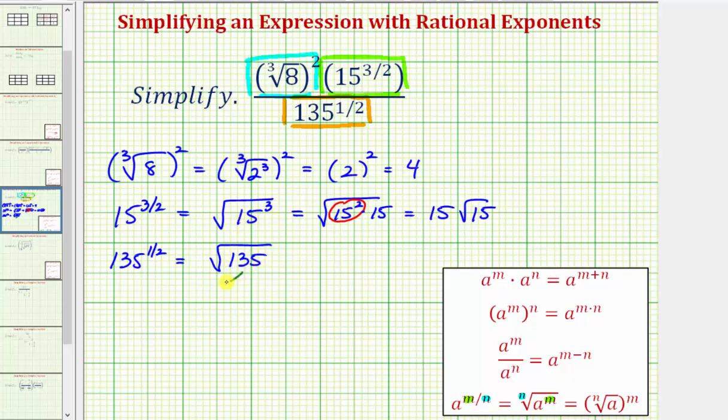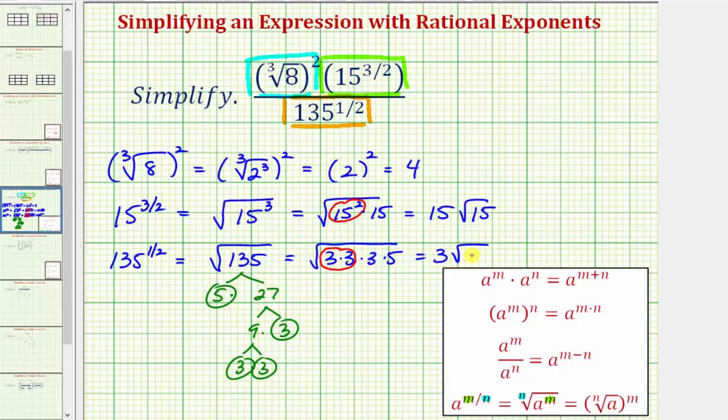So let's look at the prime factorization of 135. 135 is equal to 5 times 27. 27 is equal to 9 times 3, and 9 is equal to 3 times 3. So the prime factorization of 135 would be 3 times 3 times 3 times 5. And 3 times 3, or 9, is a perfect square factor, and therefore this is going to simplify. The square root of 3 times 3, or the square root of 3 squared, is equal to 1 factor of 3. So this simplifies to 3 square root 15.